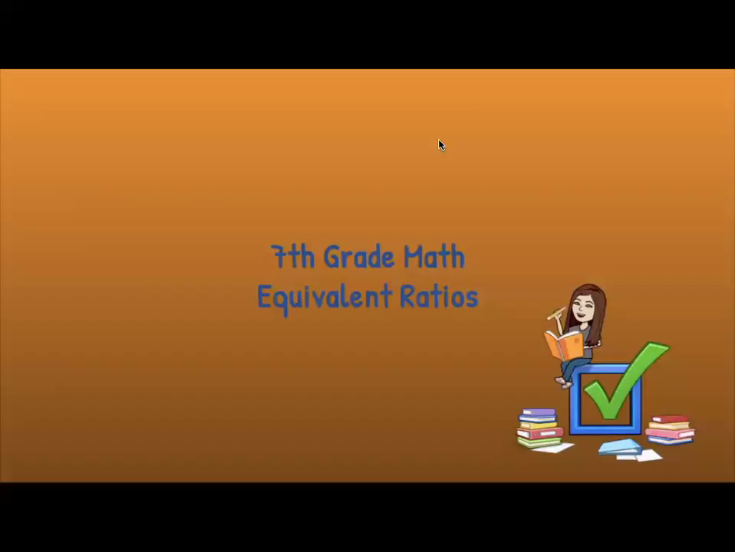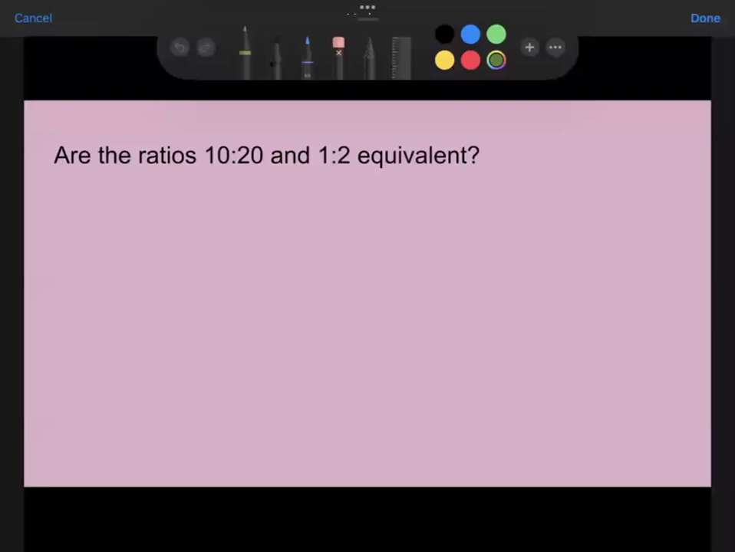Hello and welcome back. This is another 7th grade math video, and in this video we'll be looking at equivalent ratios. Okay, so we're going to be looking at these two ratios, 10 to 20 and 1 to 2, to determine if they are equivalent. There are two different ways we can do this. For both of them, I advise rewriting them in fraction form.